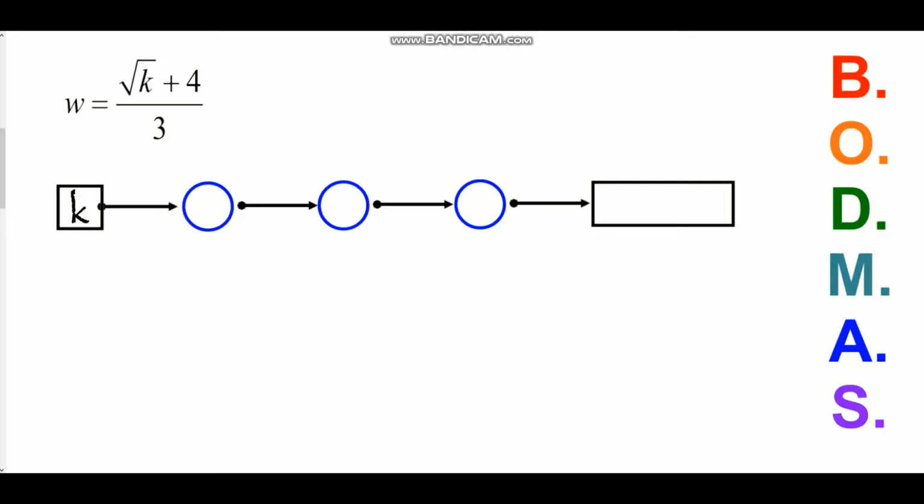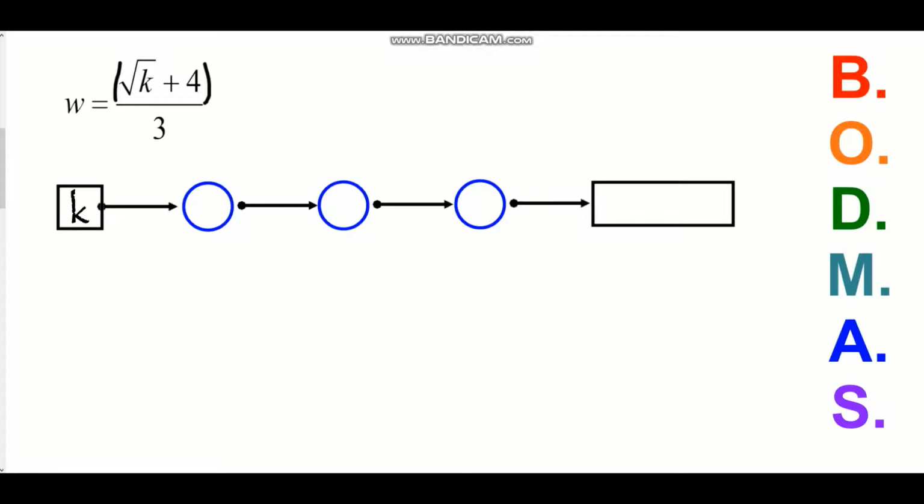Okay, so here we have another example. W is equal to the square root of k plus on 4, all divided by 3. Remember, if you have a fraction with more than one thing on the top of it or the bottom of it, it's like there is a bracket around those two things. So they're kept on the top of the fraction by that bracket. And things in brackets have to follow the order of BODMAS as well.